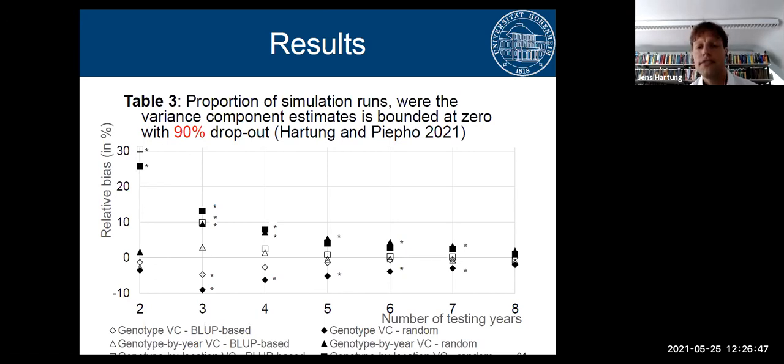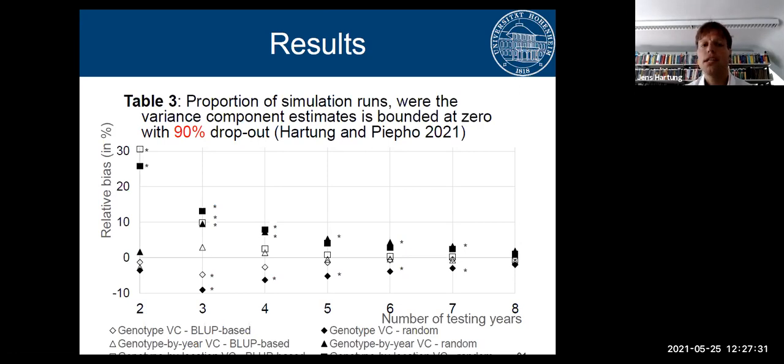This indicated that the variance component was significantly different from 0. And what you can see is that the relative bias decreases with more testing years, and that the significant results reduced, and in the last year they were very close to 0, and none of the variance components was significantly different from 0. So even with 90% dropout, where we observed the largest bias, we see that the bias reduced with more testing years, and more testing years means that I have more information to estimate the variance component.